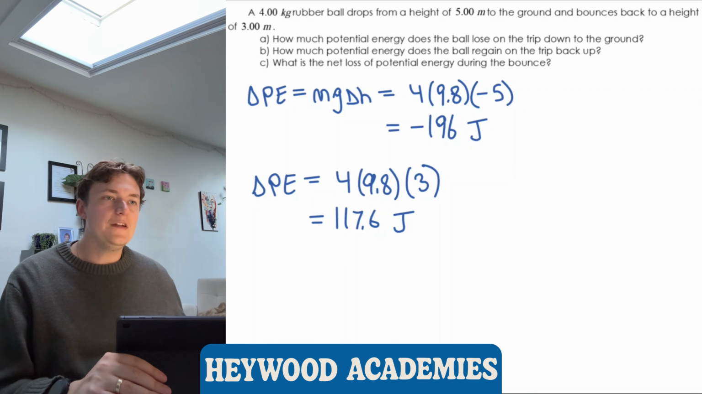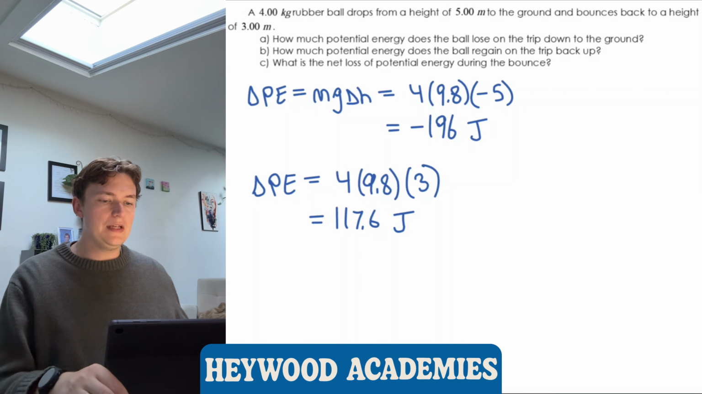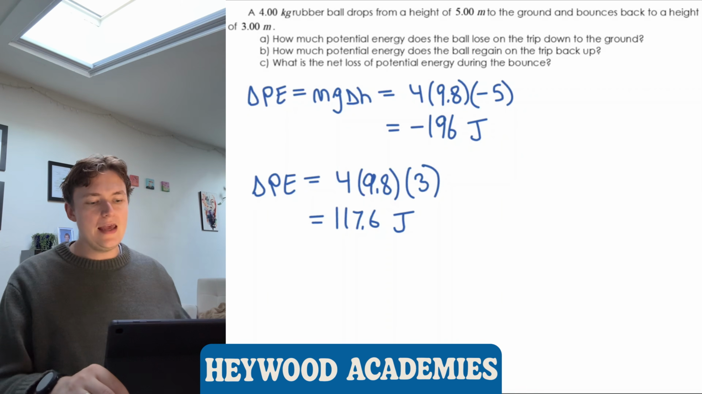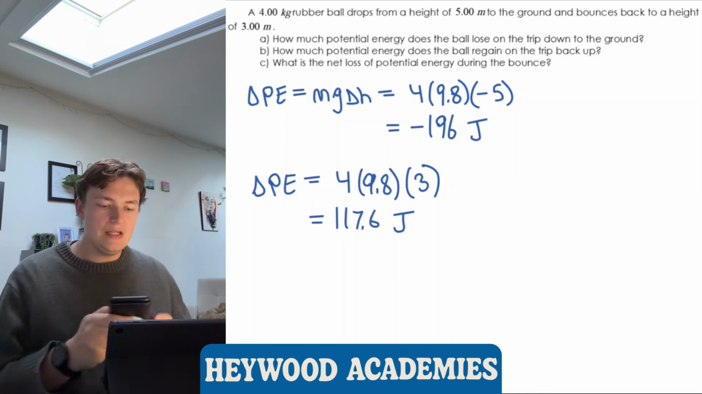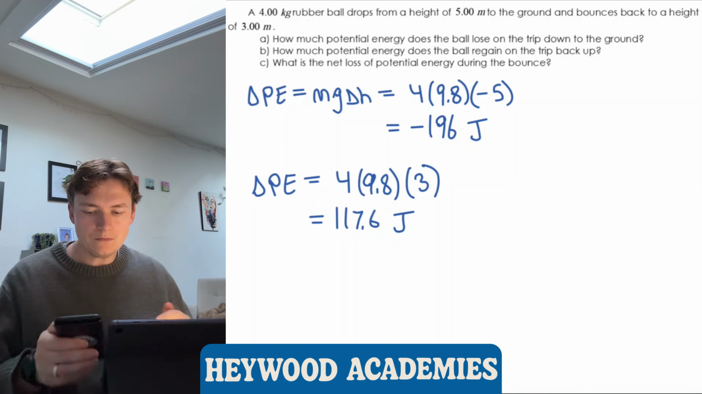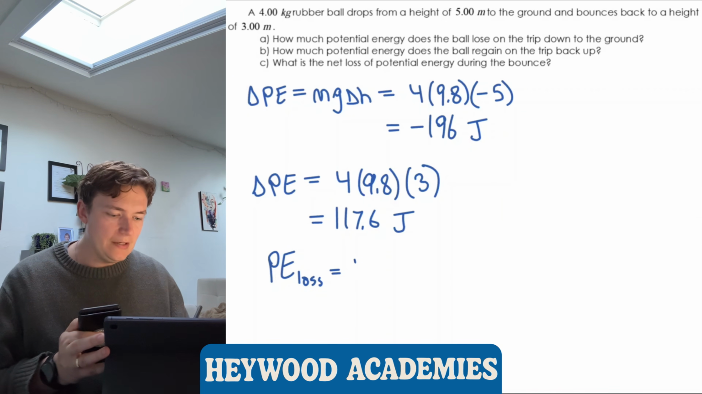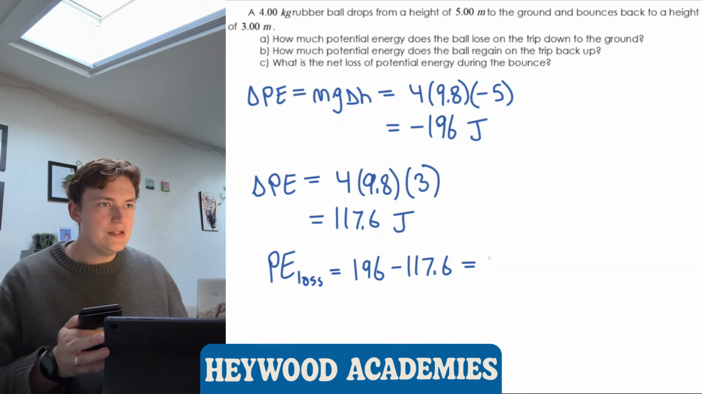What is the net loss of potential energy during the bounce? So the net loss of potential energy is just going to be the difference between those two numbers. So we started with 196 joules at the beginning, and at the end we ended up with 117.6. So it's just going to be the difference between those two. So the potential energy that we lost is going to be 196 minus 117.6, which means that we lost 78.4.